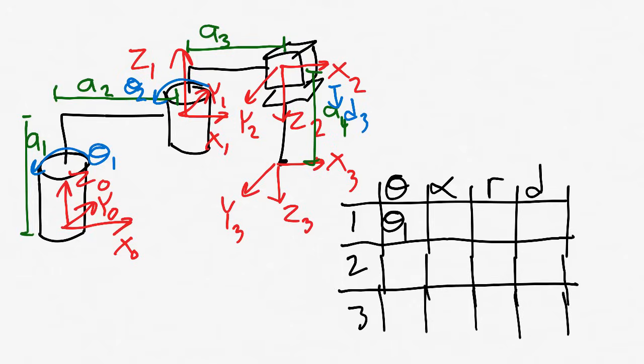Next, we have to look to see if the 2 x-axes are in the same direction, and here they are. x1 and x2 are in the same direction. So the only amount of theta that we have here is theta 2.